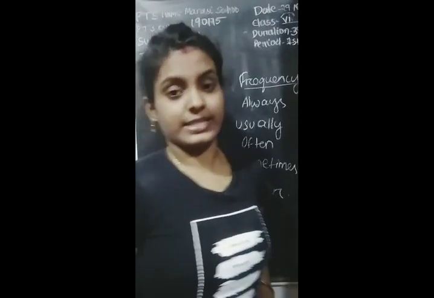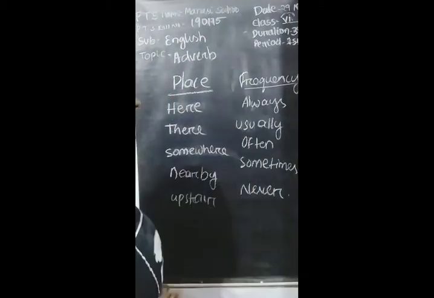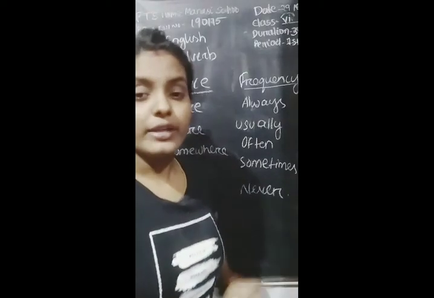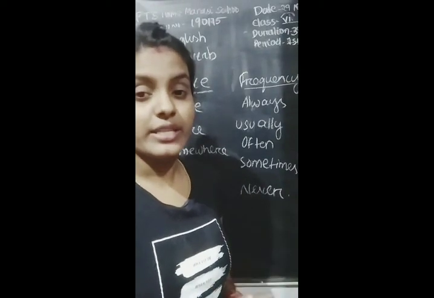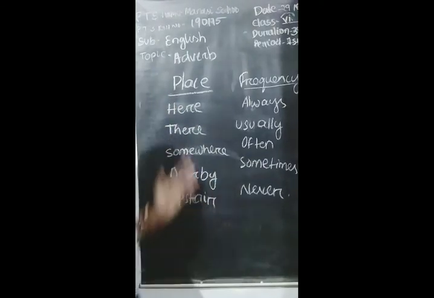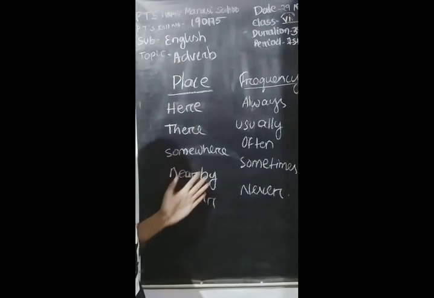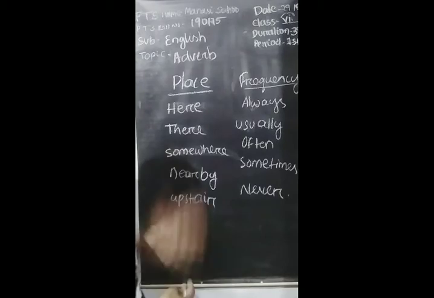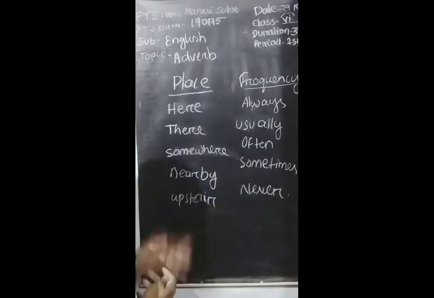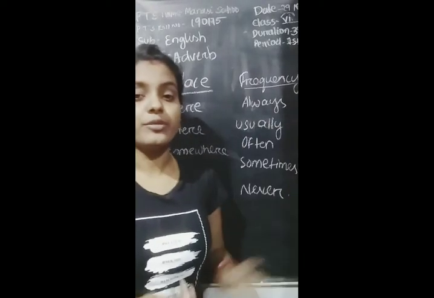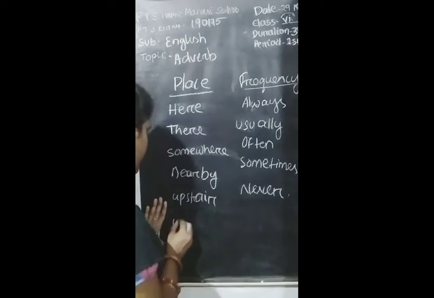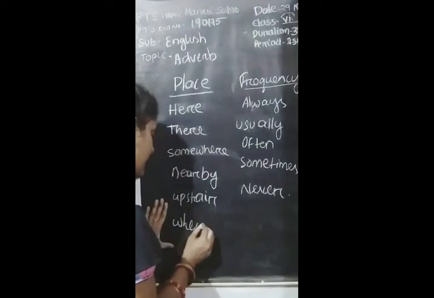The next is adverbs of place. It tells where the action is happening, meaning in which place the action is happening. Words like here, there, somewhere, nearby, away. These are the words included in adverbs of place. And remember one thing: the adverbs of place always question where the thing happens.